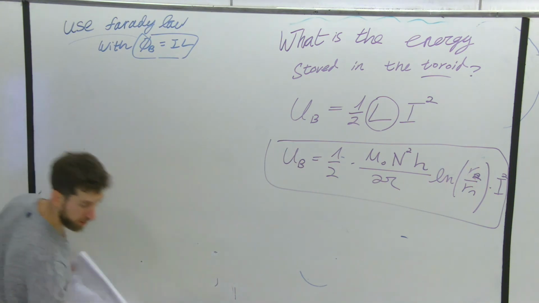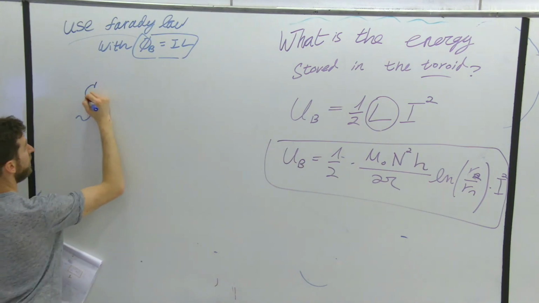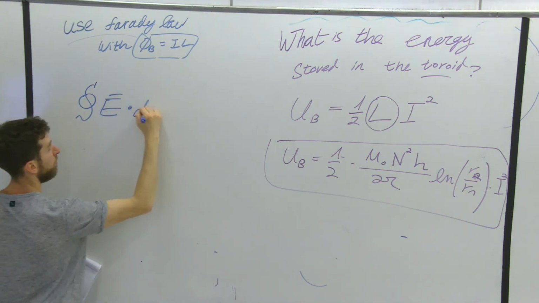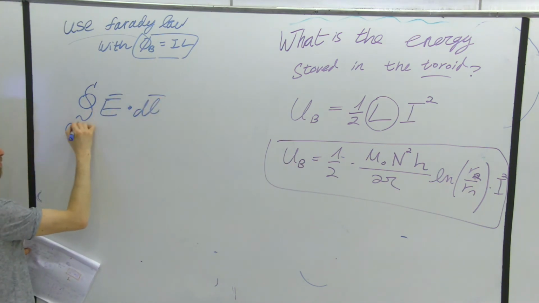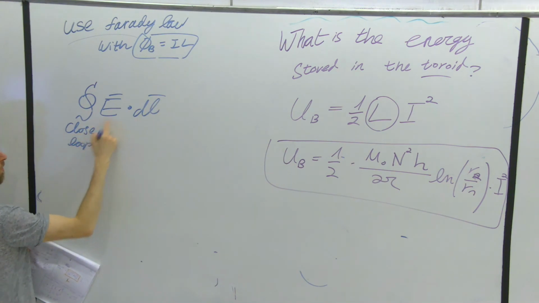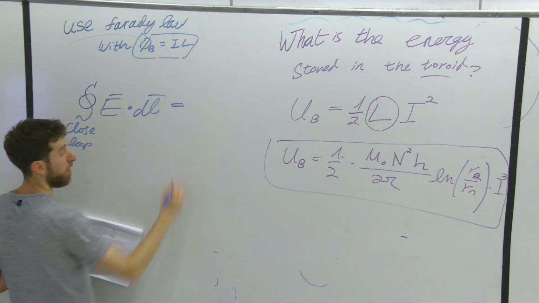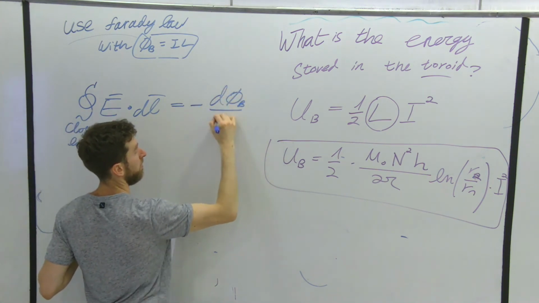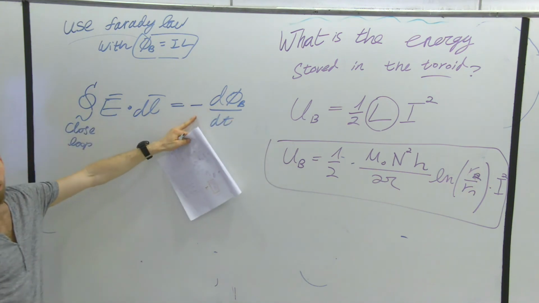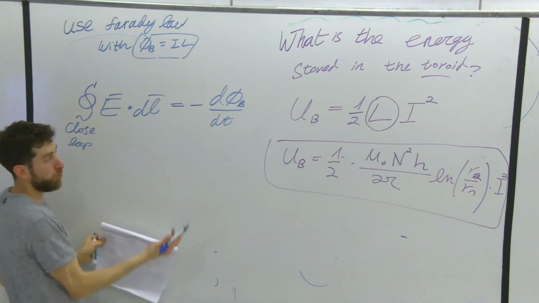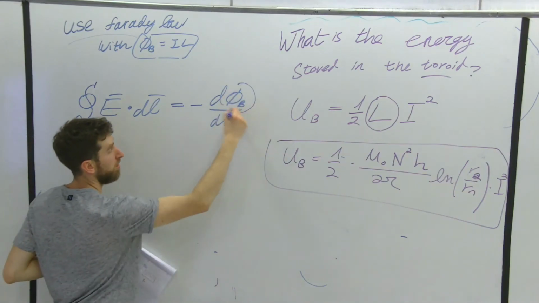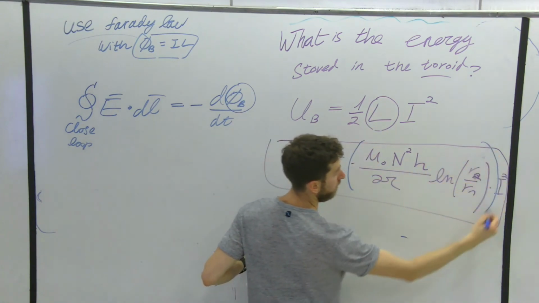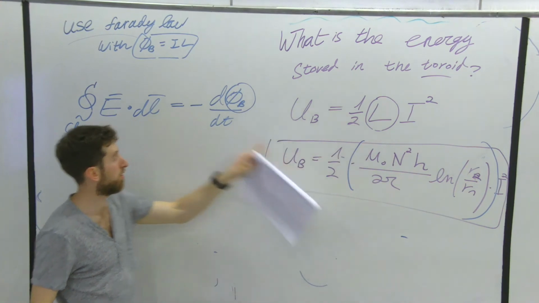So what is this flux? Remember that this is Faraday's law. It says choose a closed loop, and do the closed loop integral of E dot dl. And this must be equal to the flux changing by time, with the minus because of Lenz. So this one can be really easily calculated if you know L. If you know L, it's really easy to calculate it, right?